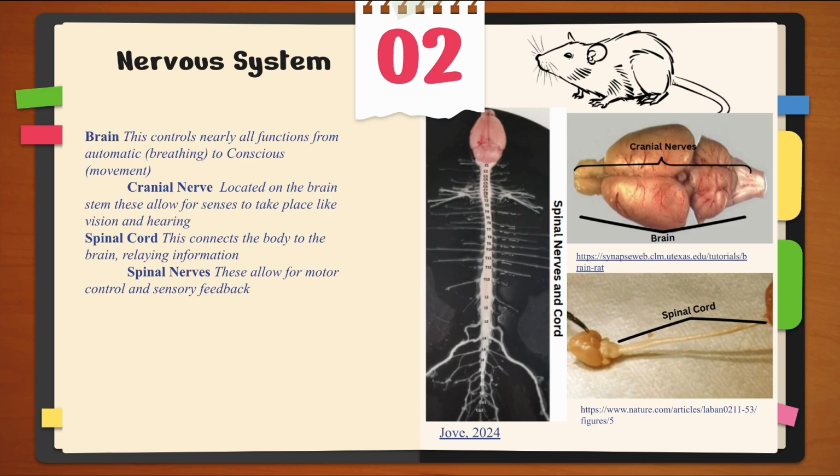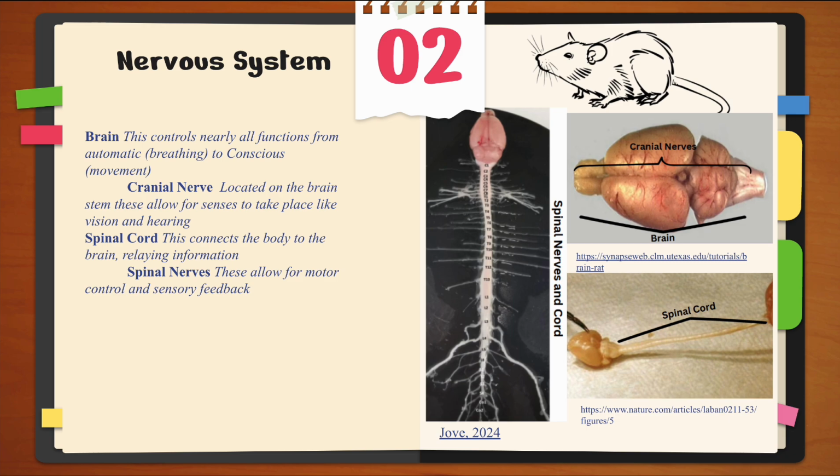As for the rat, the main control center of the body is the brain. This is responsible for most automatic functions like breathing and heart rate, as well as conscious activities like movement and thinking. As part of the brain, it has a brainstem, and on this brainstem are the cranial nerves. This is a set of 12 nerves, and they're responsible for most sensory and motor functions. This includes the 5 senses.